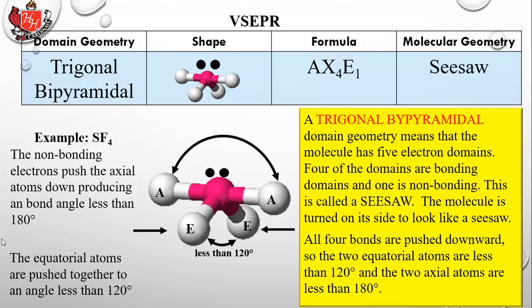So this example is sulfur tetrafluoride. The non-bonding electrons push the axial atoms down, producing a bond angle less than 180 degrees. That's the A and the A. The equatorial atoms are pushed together to an angle less than 120 degrees. That's the E and the E.